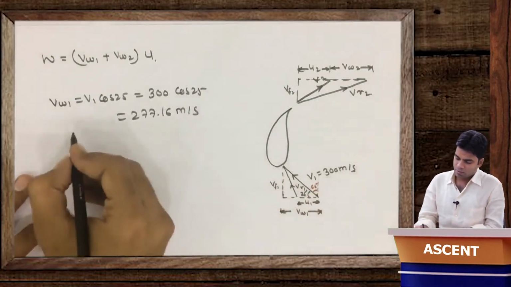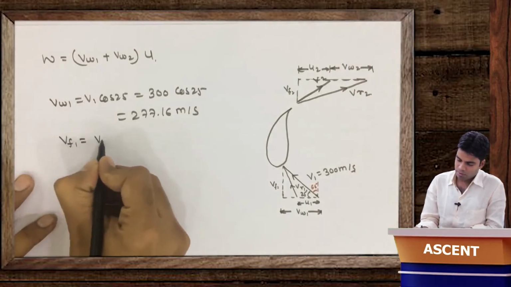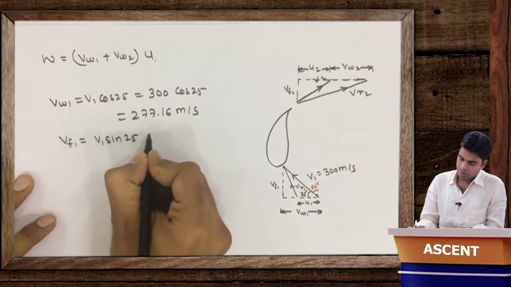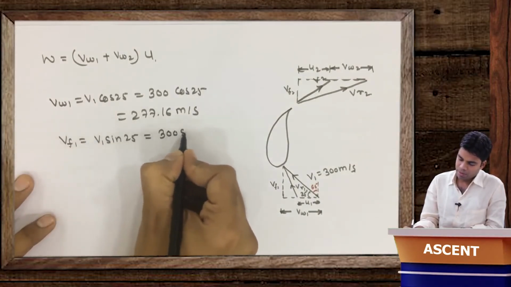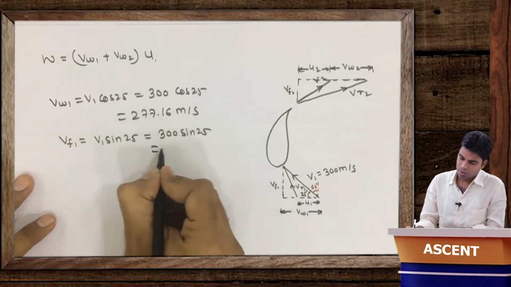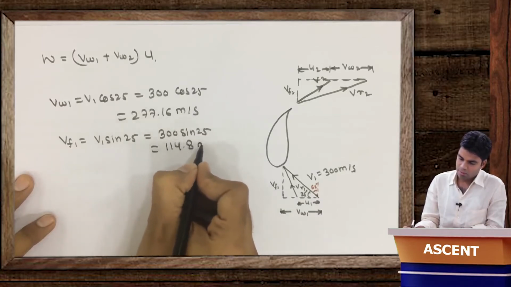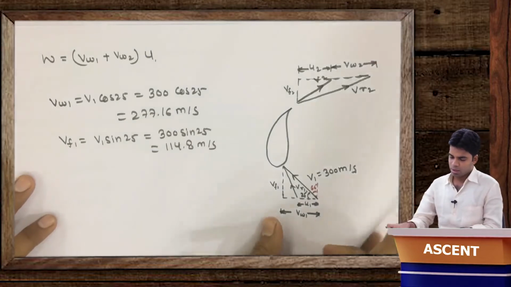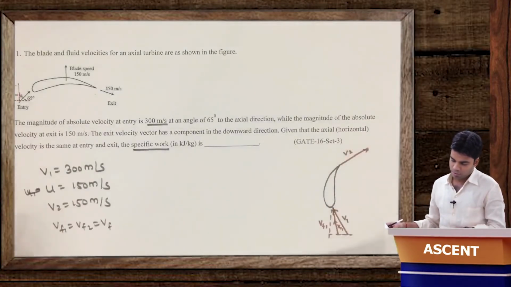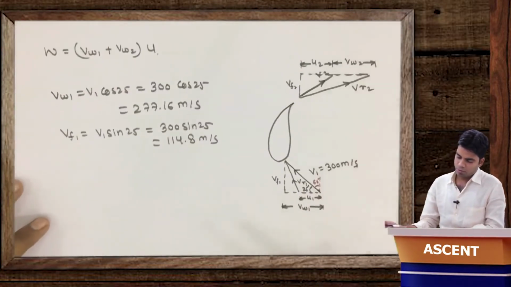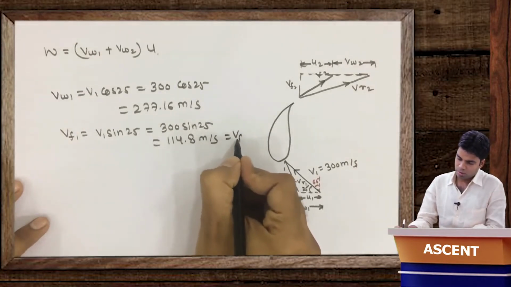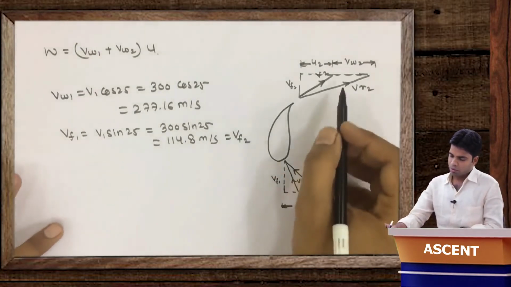Similarly, you can determine this VF1. VF1 is nothing but V1 sine of 25, so this will be 300 sine 25, which is equal to 114.8 meter per second. Getting this? Okay, now one more thing is given, that VF1 is equal to VF2. Now what will be VW2?